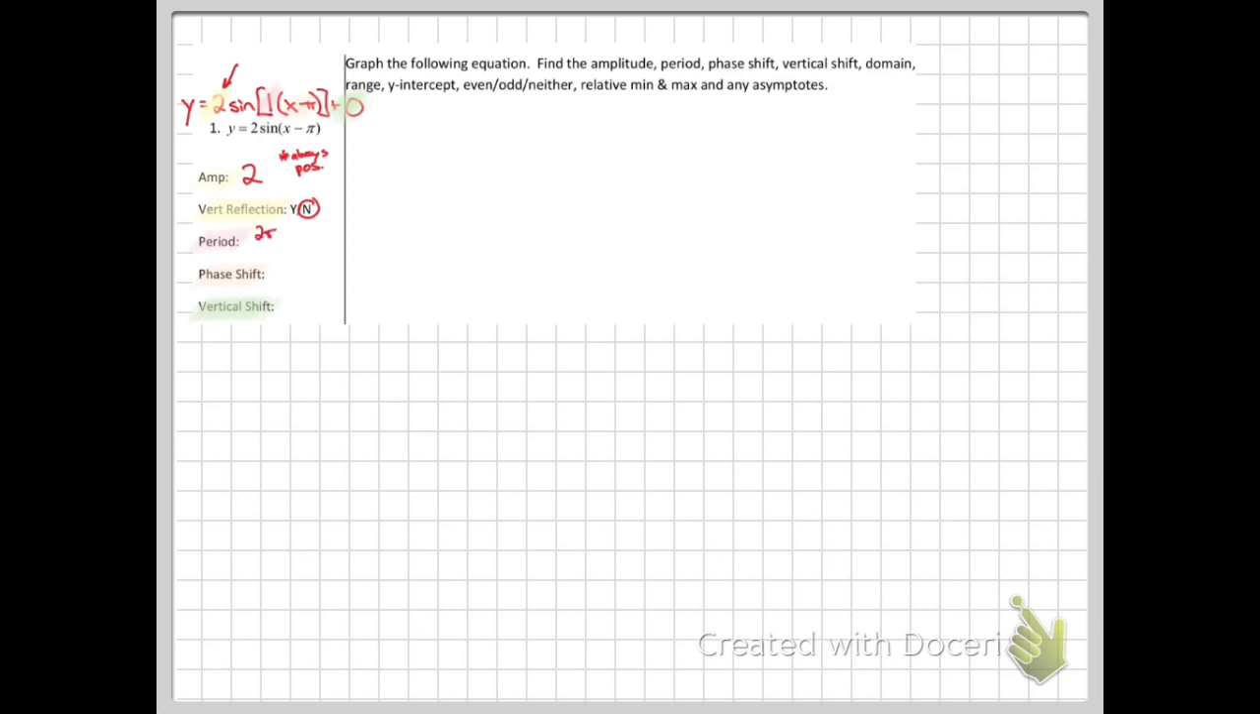Period is the equation 2 pi over b. B happened to be 1 in this problem. So then 2 pi divided by 1 is just 2 pi. Phase shift, the problem says minus pi, but remember that actually goes right pi. You could also draw an arrow symbol. And then plus 0 does nothing. It's not up or down. Then we need our original points for sine, and then we will transform them.